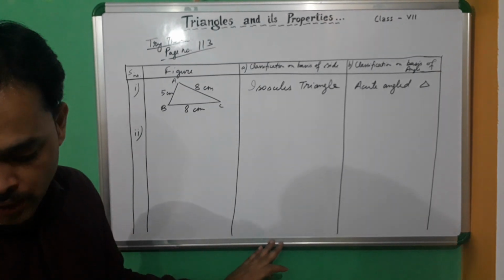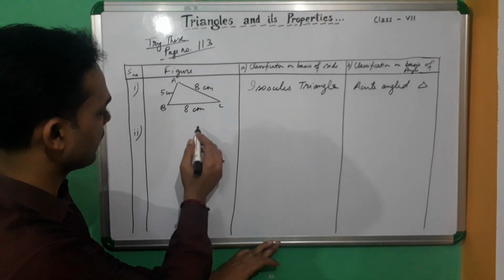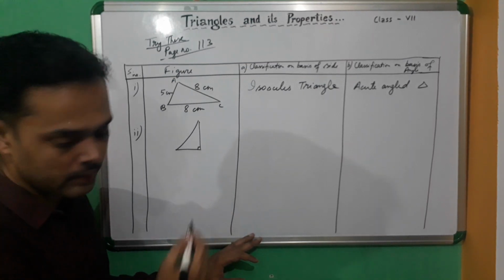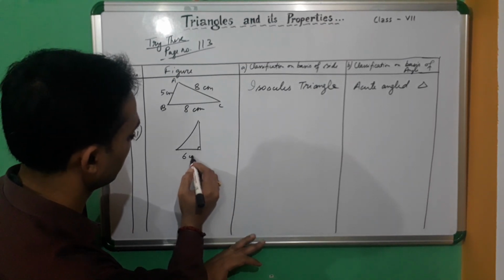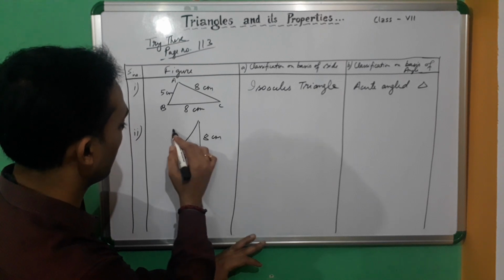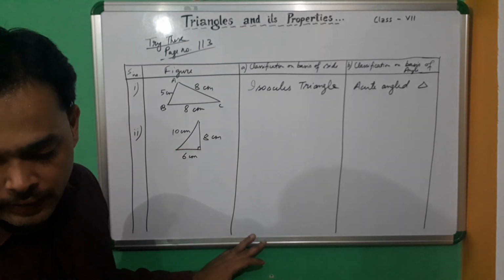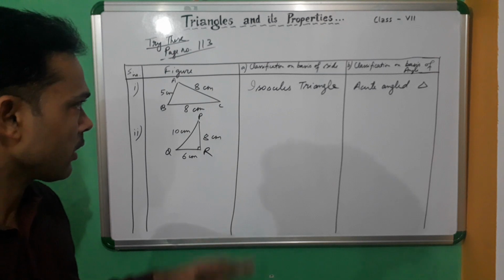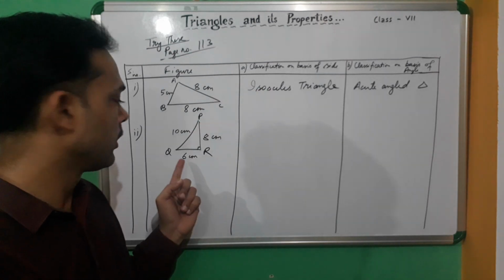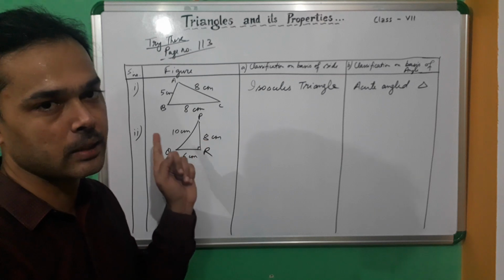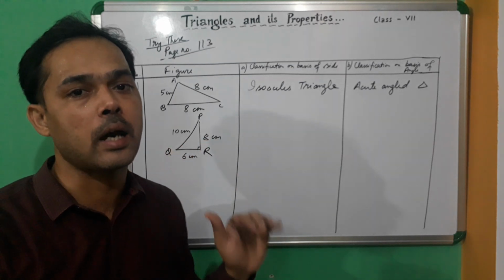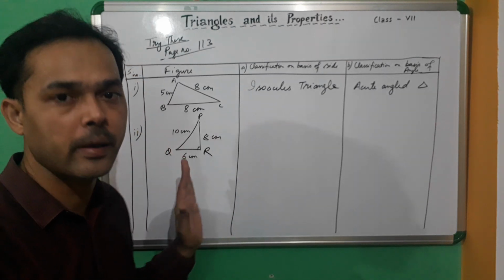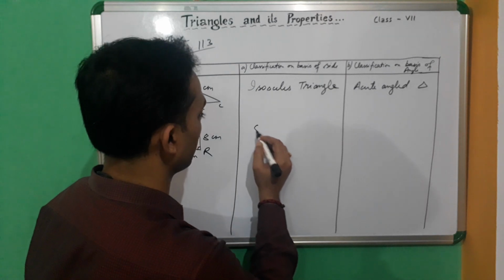In the second part, if you observe, a figure is made like this, where this is 90 degree, that is given, this is 6 centimeter, this is 8 centimeter, and this is 10 centimeter, and this triangle is PQR. Now on the basis of side, this is 6 centimeter, this is 8 centimeter, this is 10 centimeter, all the sides are of different measurement, and since all the sides are of different measurement, that is why it will be a scalene triangle.